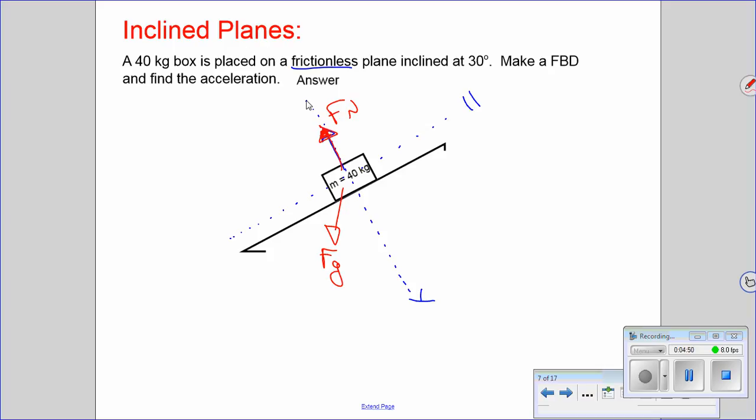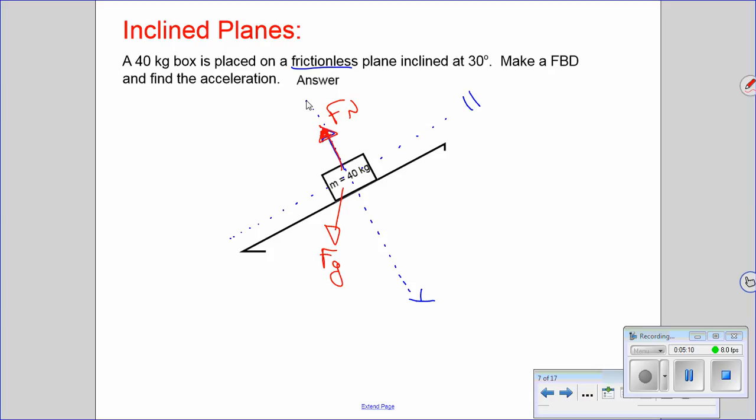So let me pause for a minute. Are we okay with sort of what I've said? I haven't done any math yet, but are we okay with the fact that these are the two forces? All right, so here's the main issue. One of our forces does not lie along the axes, right?